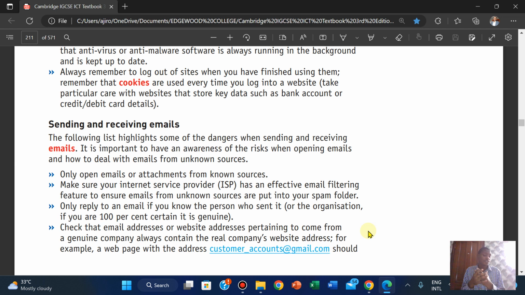Now check that the email address pertaining is genuine. It always comes with what we call the company website address.